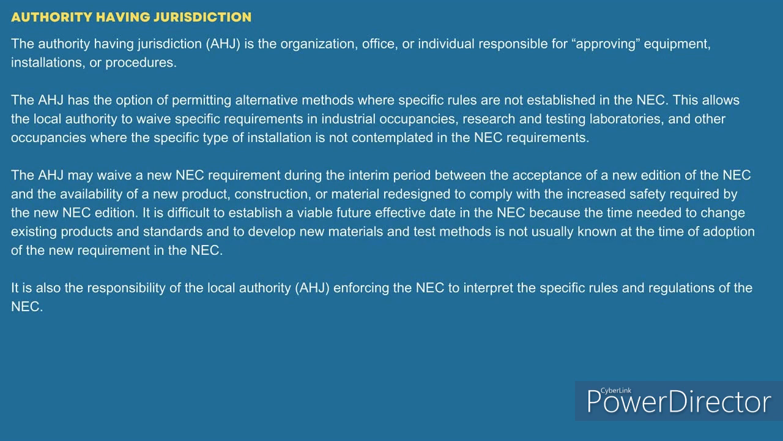And I'm not going to spend a lot of time on this, the authority having jurisdiction, but they're just the ones responsible for approving equipment, installation, and procedures. Basically, they're telling you what the authority having jurisdiction can do, which I've already explained, and their responsibilities as far as interpreting the specific rules and regulations as it pertains not only to the National Electrical Code, but also OSHA, UL, other NFPA standards, and also ANSI standards.